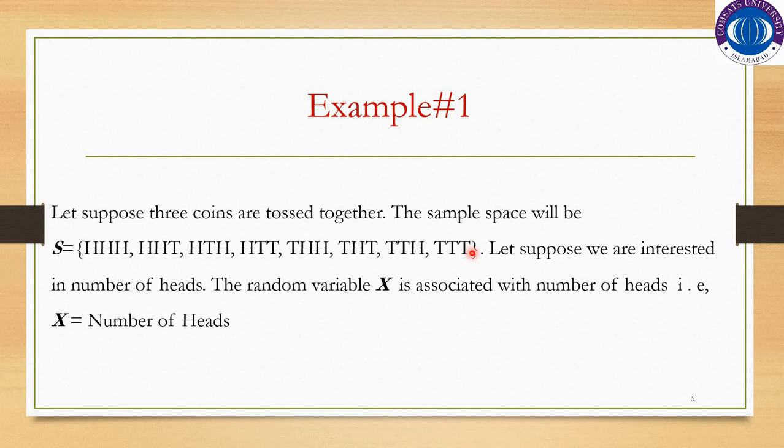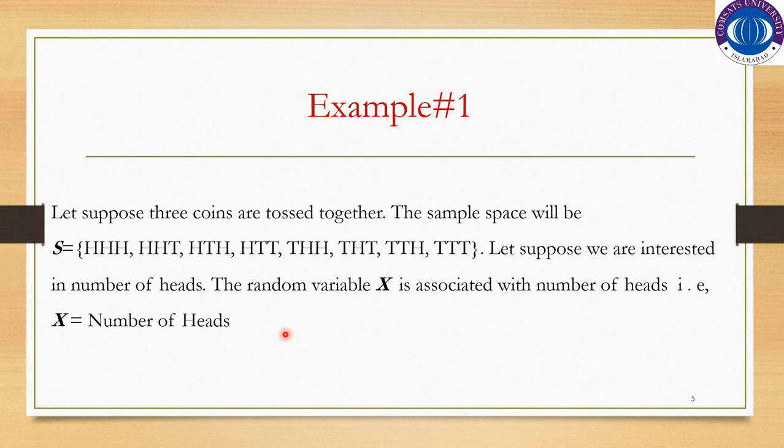Now, let's suppose we are interested in the number of heads. Where does our interest lie? In the number of heads. The random variable X is associated with the number of heads, that is X is equal to the number of heads. In what are we interested? The number of heads when three coins are tossed, how many heads occur.